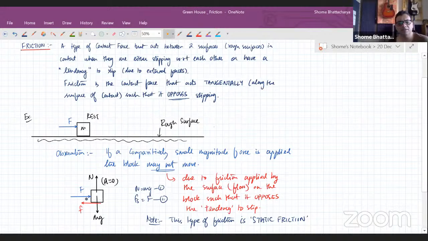The moment we are applying this horizontal external force, the friction starts acting from the ground, and therefore the block is not moving and is balancing it. So it is called static friction. This type of friction is called static friction. Hence the subscript S over here. So generally we use the symbol small f for friction in a free body diagram, and small f with S written on the side or as a subscript means that it is static friction.